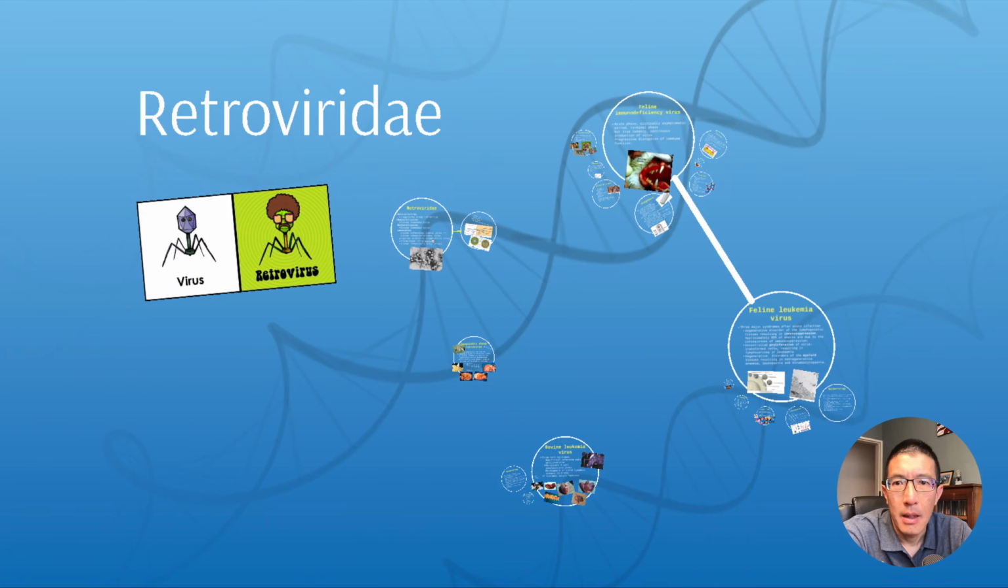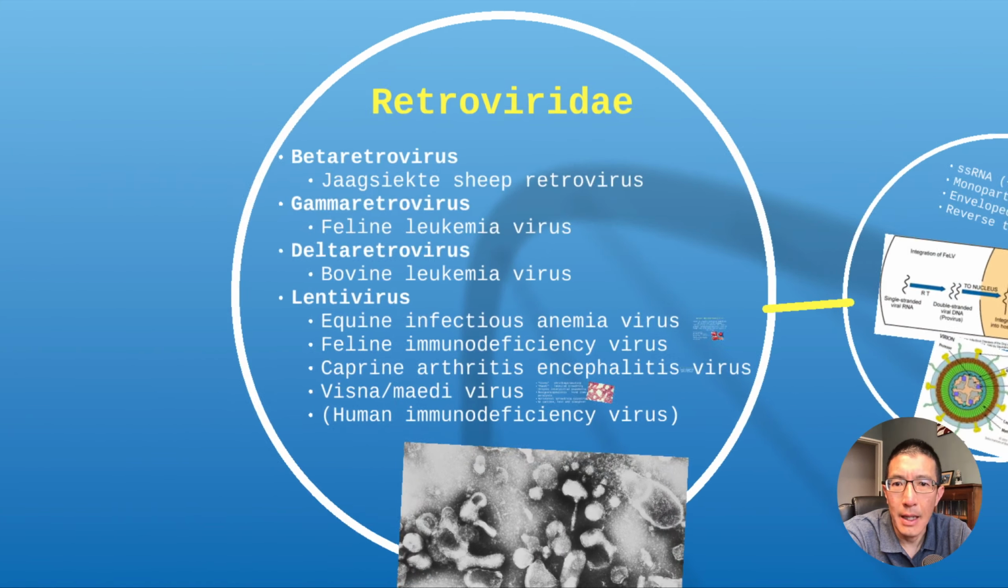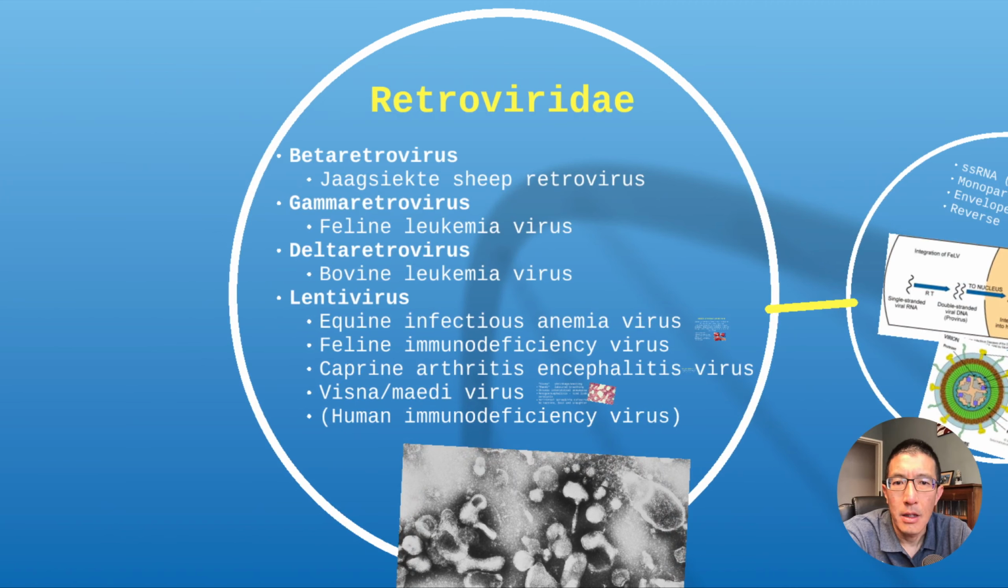In this video, I'll be discussing the Retroviridae, specifically the retroviruses affecting domestic animals. So in cats, this is feline immunodeficiency virus and feline leukemia virus. In cattle, bovine leukemia virus. In sheep, Jagdziekte sheep retrovirus and Visna-Maedi virus.